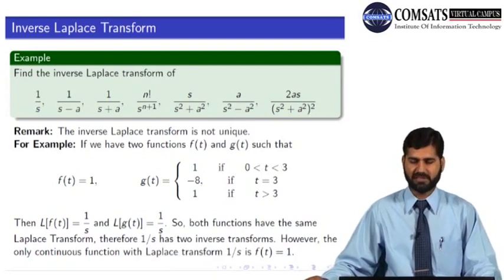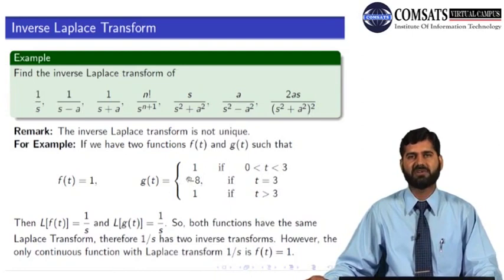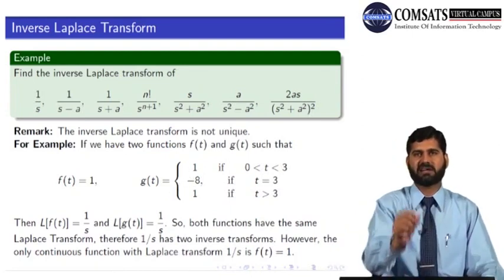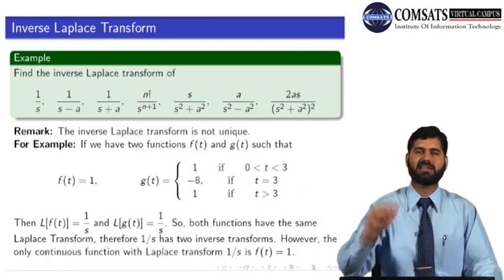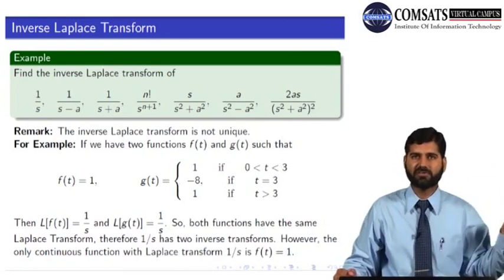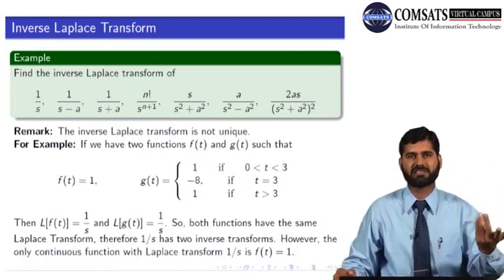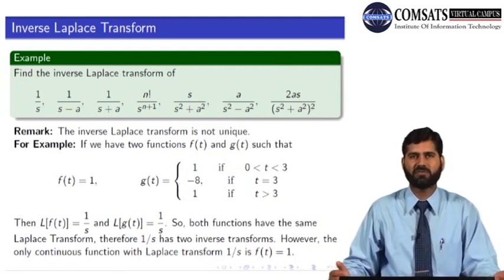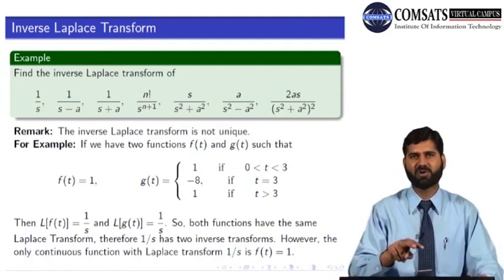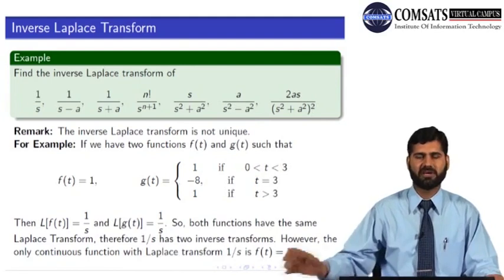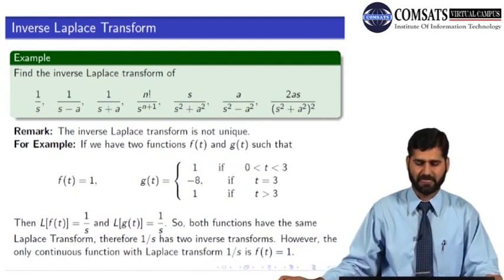So this is a discontinuous function. You can clearly see that at t equal to 3 it has a discontinuity because it has a jump. It was at 1, all of a sudden it went to minus 8, and again it came back to 1. So of course at t equal to 3 it has a discontinuity, but if you are looking for a continuous inverse transform, that is only 1, which is f(t) equal to 1. But if you don't impose the condition of continuity, then I have two functions, which are both inverse Laplace transforms of 1 over s. So in this way, your inverse transform may not be unique.